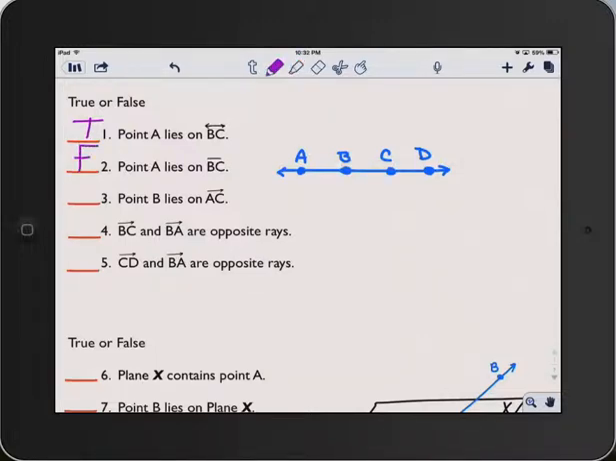Problem number 3, point B lies on ray AC. So let's look at ray AC. Ray AC starts at point A, which is the endpoint, goes towards point C and beyond. Point B is obviously one of those points, so therefore that is true.